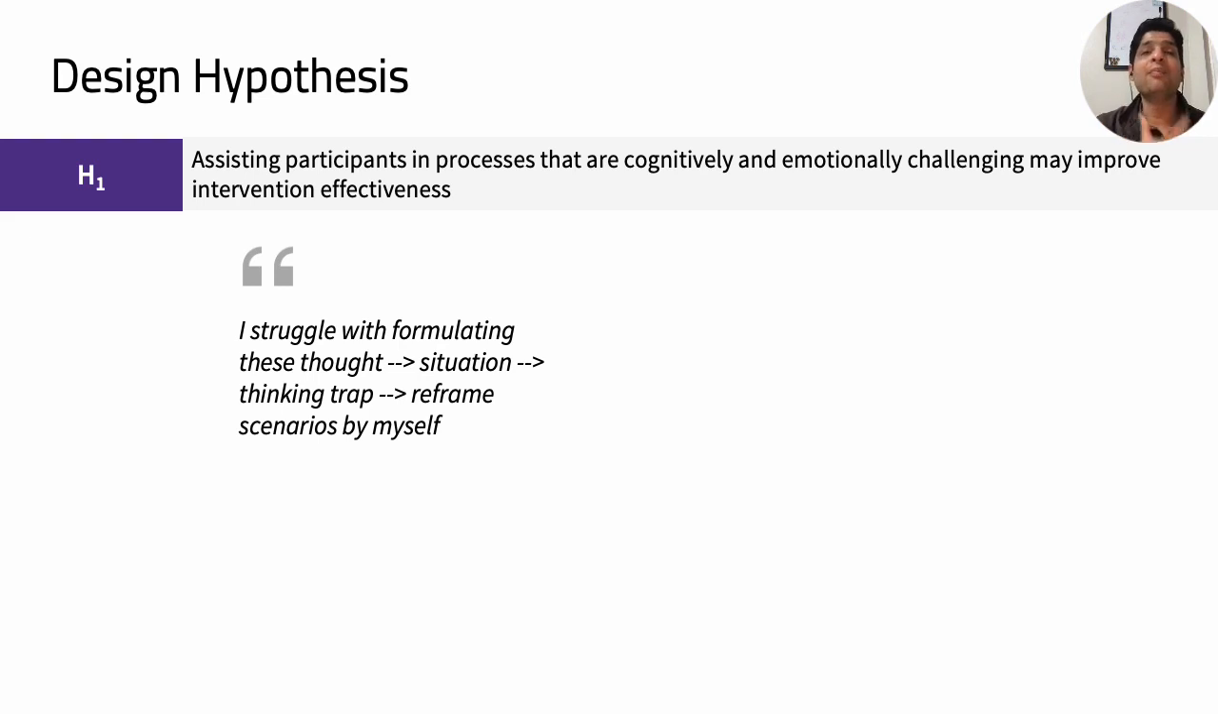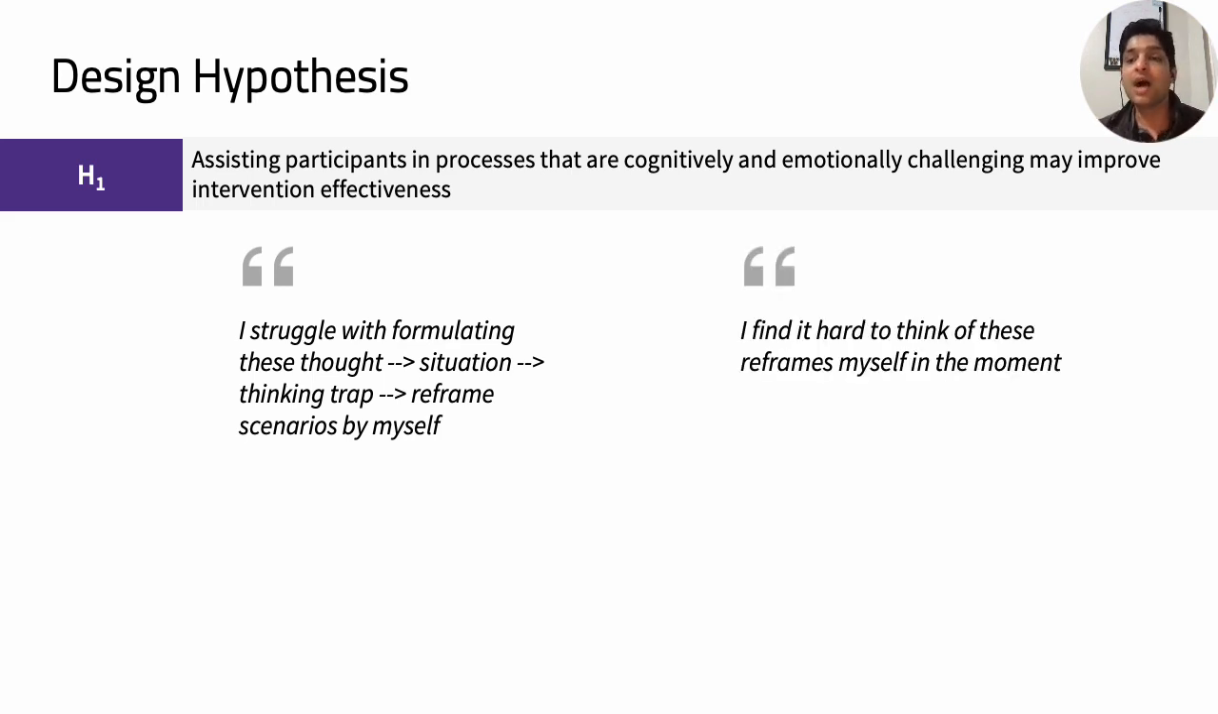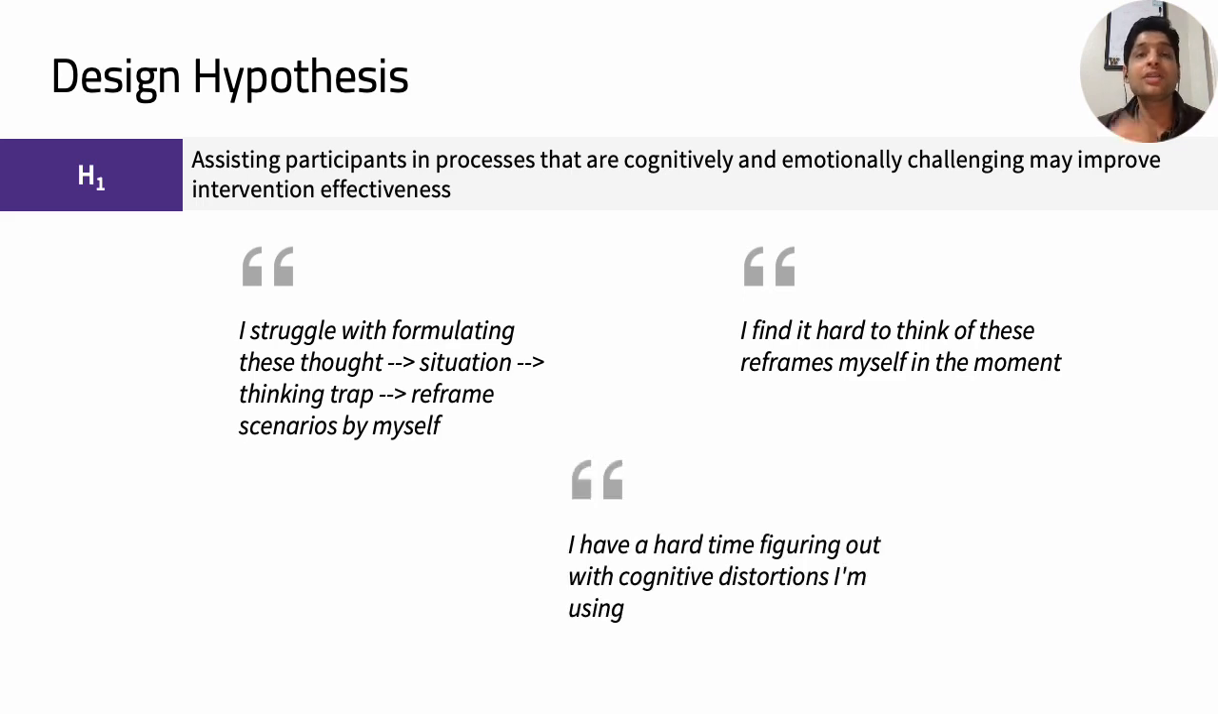So in fact, many participants in our design exploration phase also highlighted these challenges and how they often struggle with formulating these thought to situation to thinking trap to reframe type of scenarios by themselves. How it is hard for them to think about reframes on their own and in the moment. And how they often have a hard time figuring out the cognitive distortions that they are using in their thought. So here what we do is we support participants through these types of challenges through a language model.